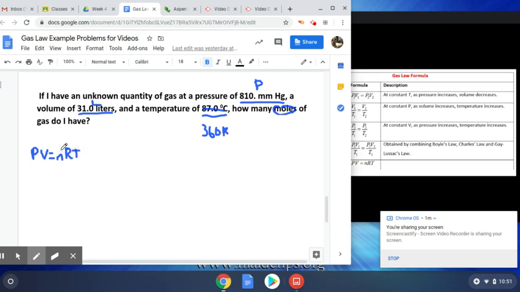Okay, we are looking for moles, so we're going to get moles by itself. We're going to divide by R and T on both sides. R and T will cancel over here, so I will erase those. And now we have PV over RT equals N.